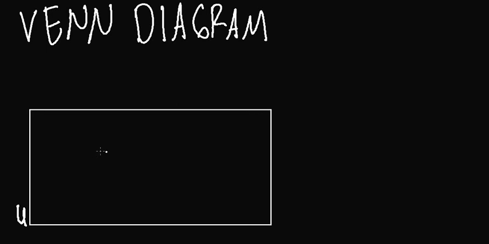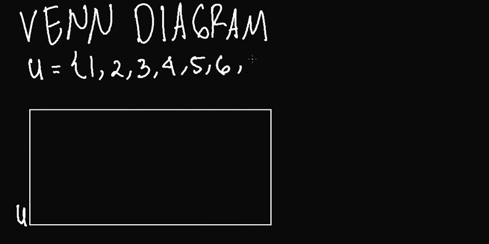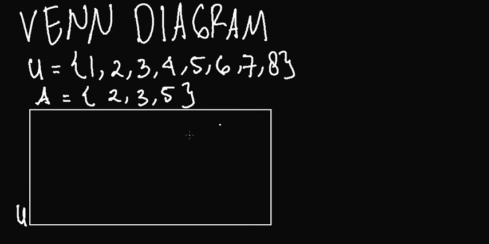Okay, now let us start with our universe. Let's say our universe is the set of numbers from 1 until 8: 1, 2, 3, 4, 5, 6, 7, 8. And then we have a set of numbers. Let's say A is the set of 2, 3, and 5. Now, how do we make them in a Venn diagram?